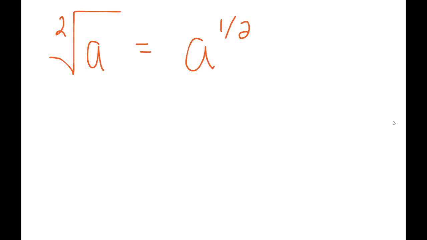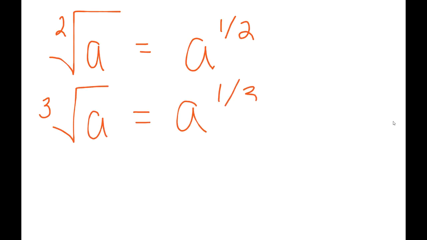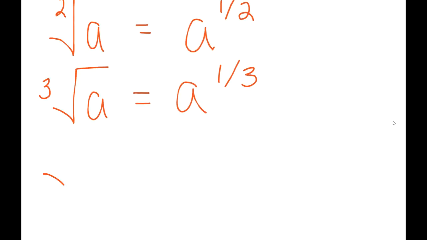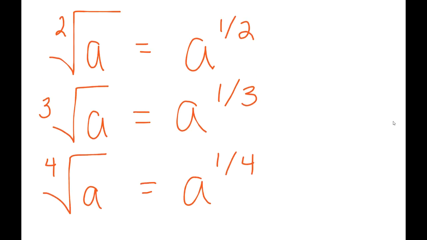All right, another way to write these roots is as a rational exponent. So anytime we have something like the square root of a, it could be rewritten as a to the 1/2 power. And then let's say we have the cube root of a. Well, that could be a to the 1/3 power. You should see a pattern here. The fourth root of a could be rewritten as a to the 1/4.